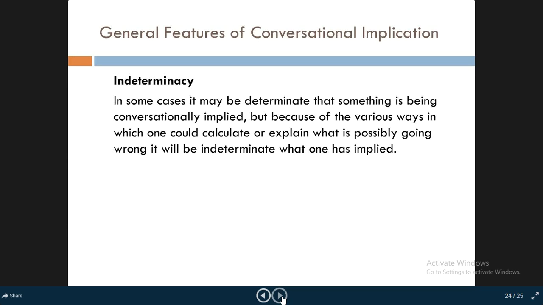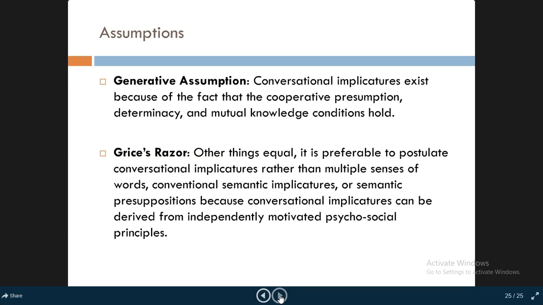Indeterminacy. In some cases, it may be determined that something is being conversationally implied, but because of the various ways in which one could calculate or expand what is implied, it will be indeterminate what one has implied.